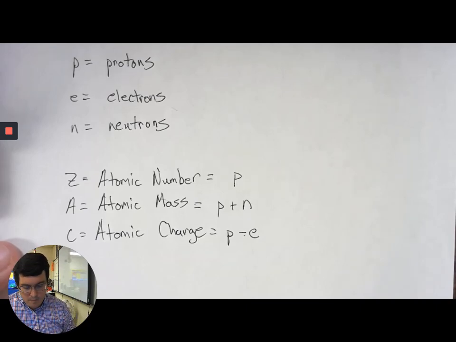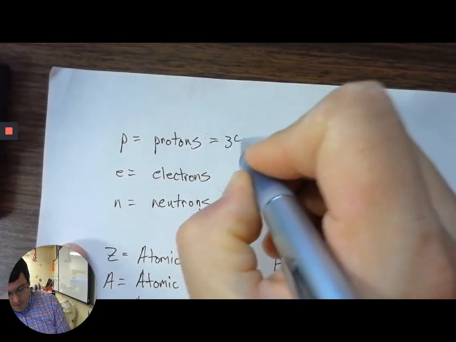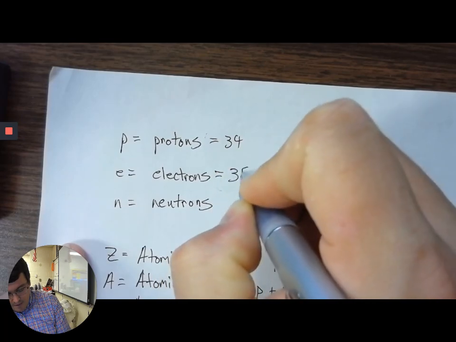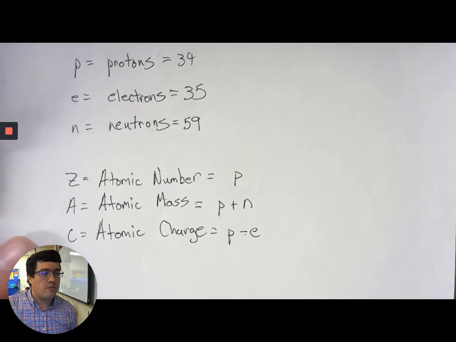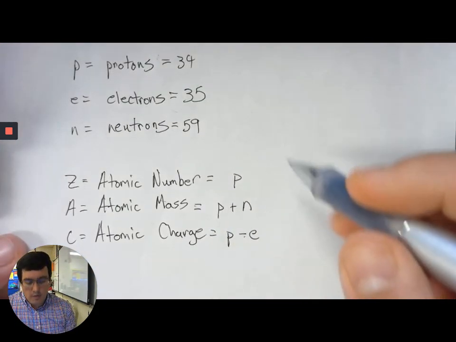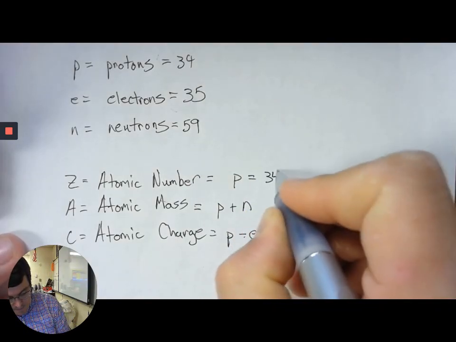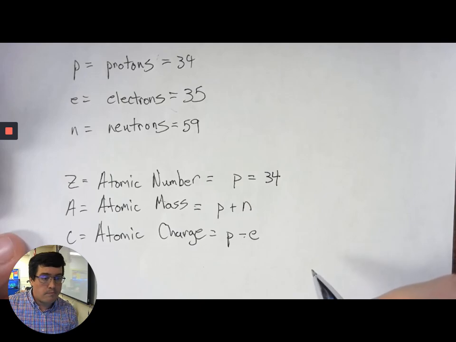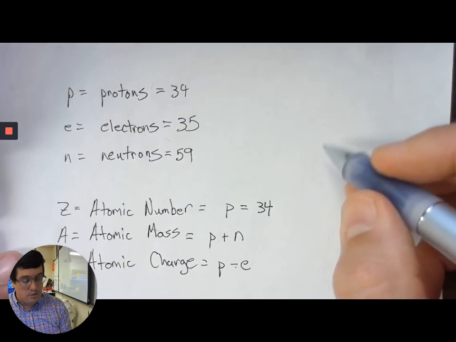So if we look at problem number 1, problem number 1 says that there are 34 protons, 35 electrons, and 59, holy cow, neutrons. That's a lot of neutrons. All right? So if we know that information, this one is pretty easy. Z is just 34.